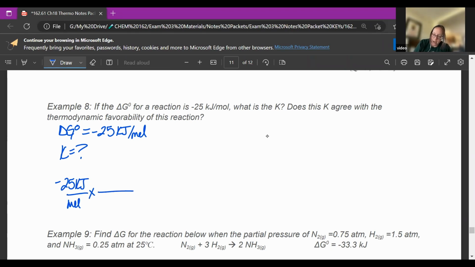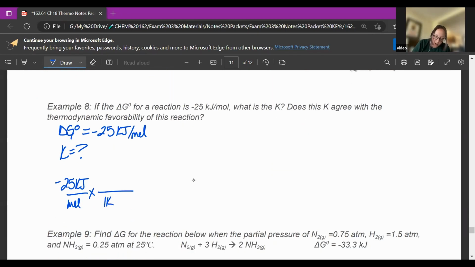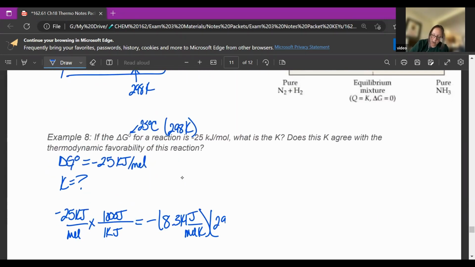I am going to convert that into joules because my R value here is in joules. So 1 kilojoule per 1,000 joules. So delta G naught equals negative RT. So R is 8.314 joules per mole Kelvin times T, temperature. Remember that's 25 degrees Celsius, which is 298 K. So all of these are going to be at 298 K. So anytime you're using this, it's 298 K.